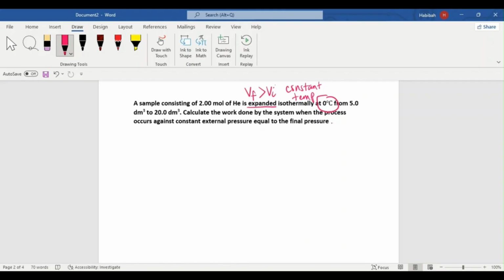So the first thing you have to remember is that the formula for work, when you're dealing with a constant external pressure question, is negative external pressure times the change in volume. But this particular question has a twist, and the twist is that the external pressure is not given to us, but we are told that it's going to be equal to the final pressure. So we can rewrite the work done equation as W equals negative P final times change in V, the change in volume. So that's basically what's going on here.